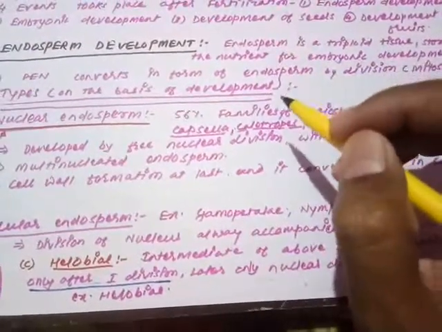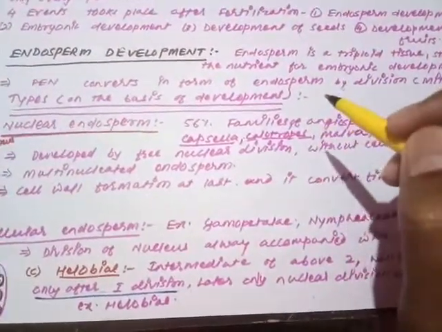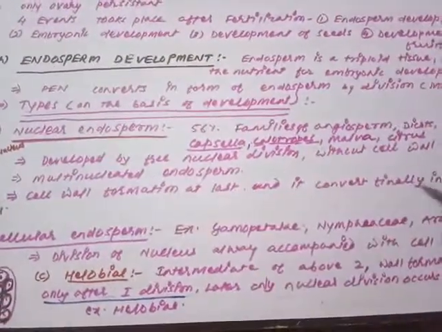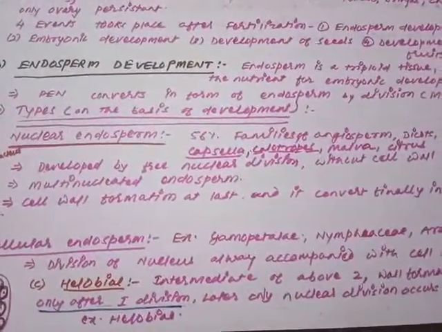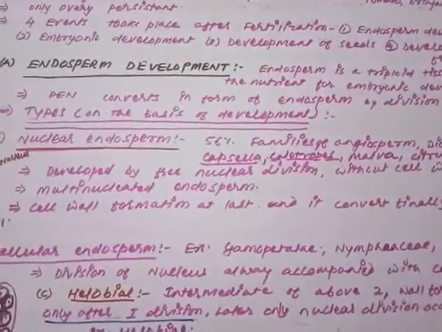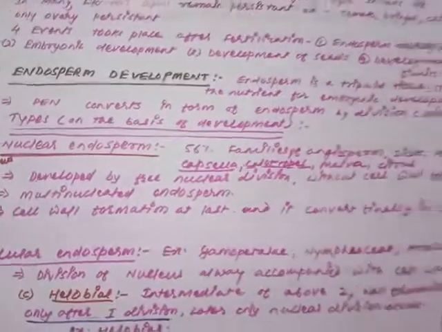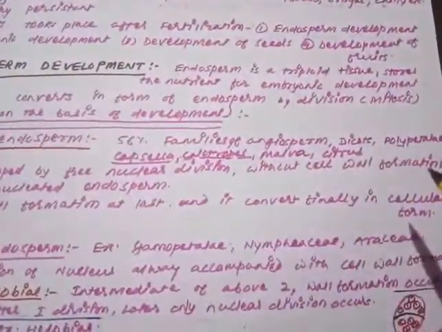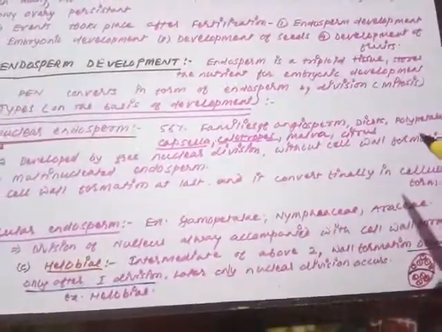What is the meaning of free nuclear division? Free nuclear division stands for when the nucleus divides again and again, but without cell wall formation. No cell wall formation occurs, only the nucleus divides. Are you getting my point? So, developed by free nuclear division without cell wall formation, that is called nuclear endosperm.